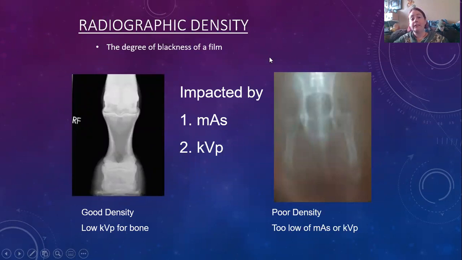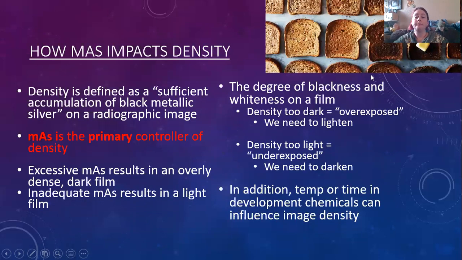The radiographic density is the degree of blackness on the film, and it gets impacted mainly by mAs, lesser so by kVp. Good density is the image on the left, which you see the horse's limb, where we have whites versus blacks, and a little bit of grays in between. On the right-hand side, where it's very, very difficult to see, you have a gray background of what looks like maybe a pelvis. Poor density. The mAs or the kVp is too low in this situation.